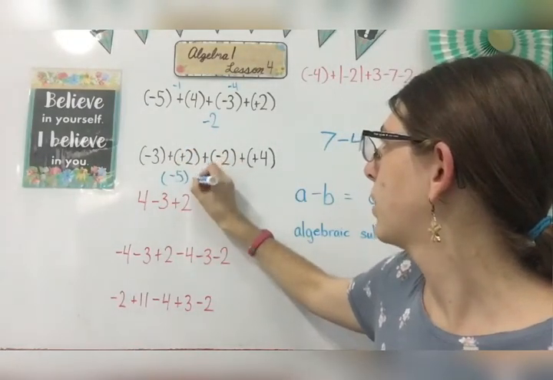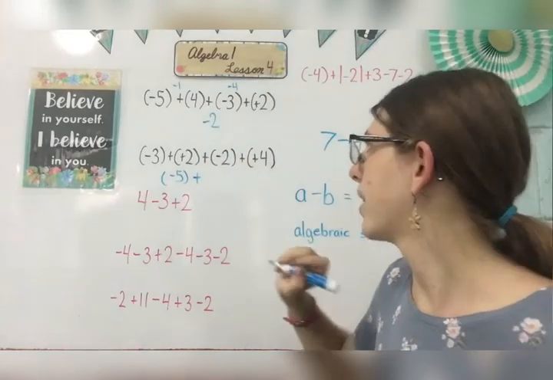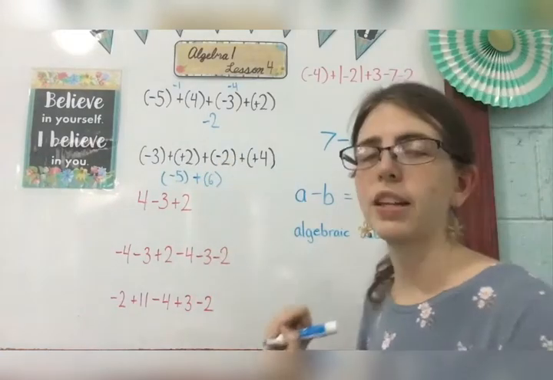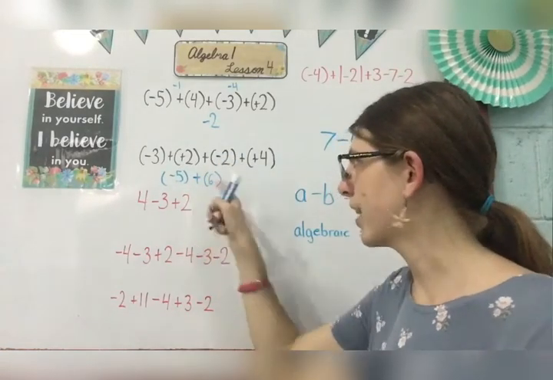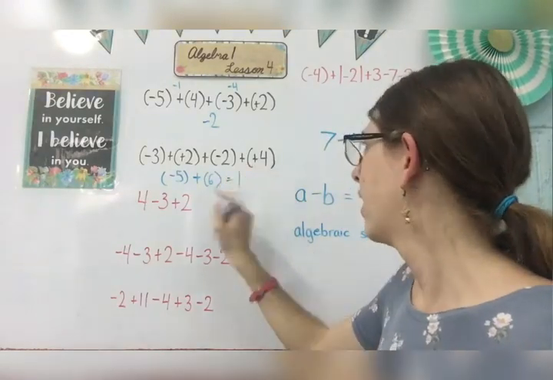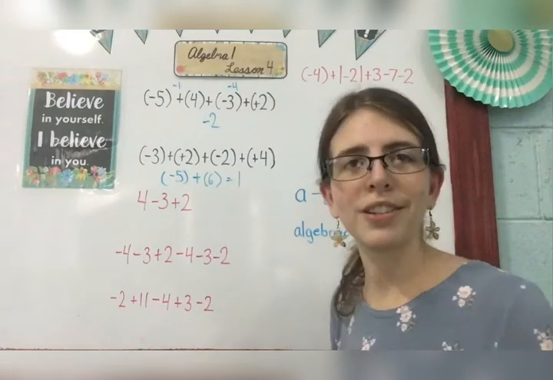Okay? Plus positive 2 plus positive 4 is positive 6. You don't have to write the positive sign. Negative 5 plus positive 6, subtract. That equals 1. The one with the larger absolute value is the 6, so we keep it positive. So your answer is 1.